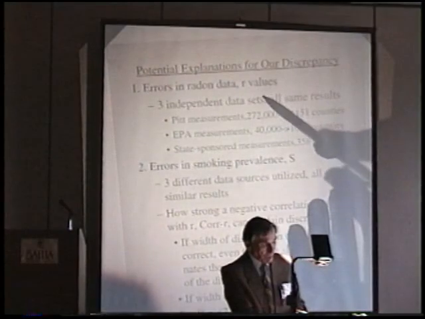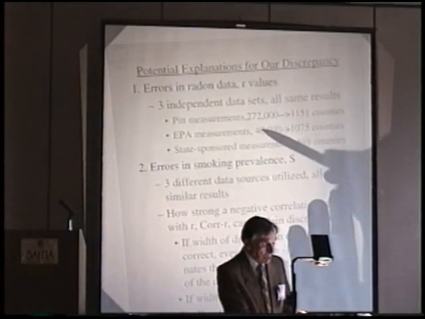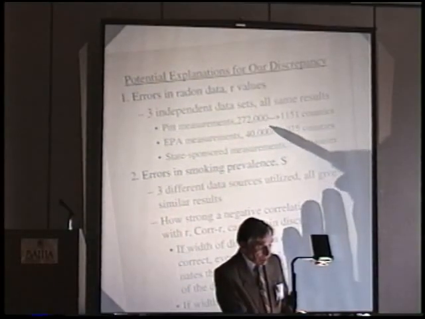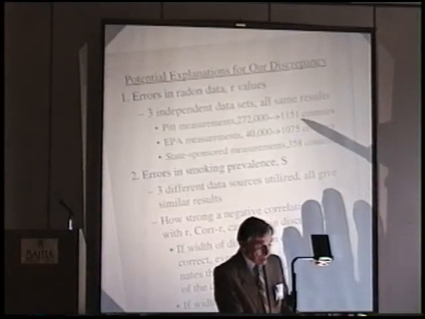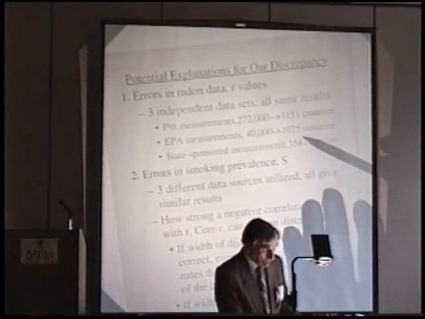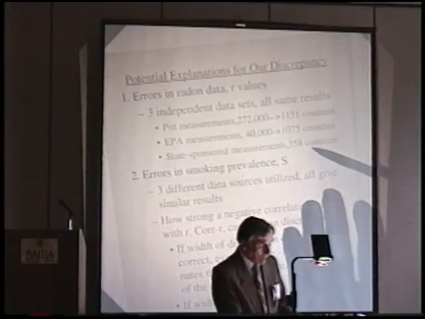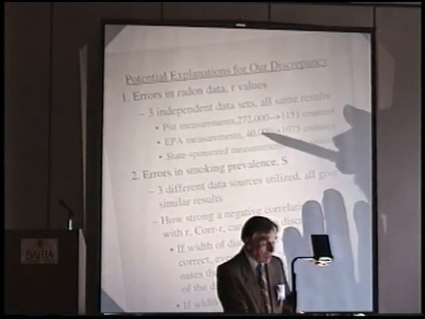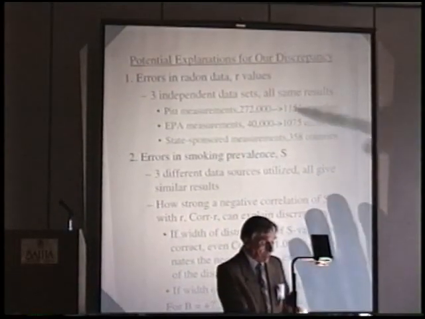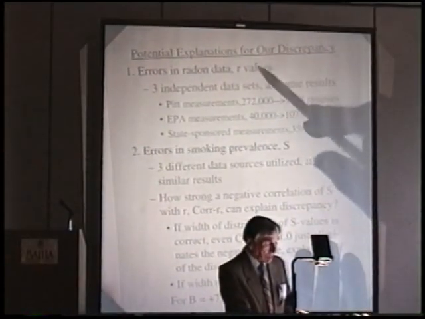Well, potential explanations for our discrepancy. The first thing might be errors in our radon data, that is the average radon level in various counties. However, we now have 3 independent data sets, and they all give the same results. There are 272,000 measurements, which gave the average radon level in 1,151 counties. EPA completely independently did 40,000 measurements, which gives the average radon level in 1,075 counties. And then there are various state-sponsored measurements which give average radon levels in 358 counties. You can analyze any one of these 3 sets separately, independent of the others, and you get essentially the same results. And if you correlate the radon levels in counties obtained from the different studies, they correlate very well. So I'm convinced that it can't be errors in the radon data.